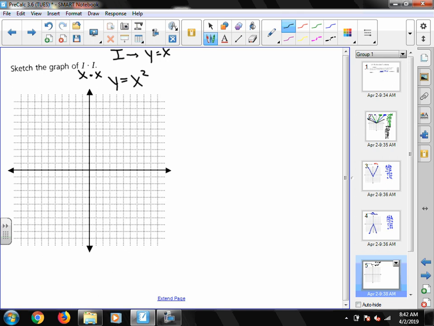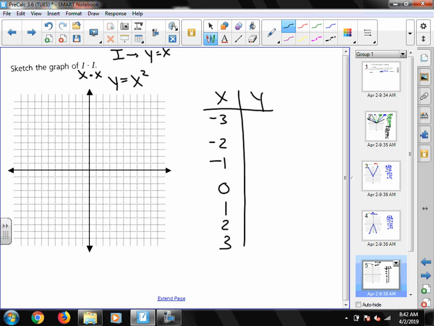Again, let's make an XY chart. Okay, I'm going to go -3, -2, -1, 0, 1, 2, and 3. Okay, I added the extras on. You can do that if you want. Honestly, I just put them on because they're going to fit on my graph, thinking ahead a little bit. So if I take -3 squared, I get 9. -2 squared, I get 4. -1, 1. 0, 0, 1, 1. 2, 4, and 3, 9.